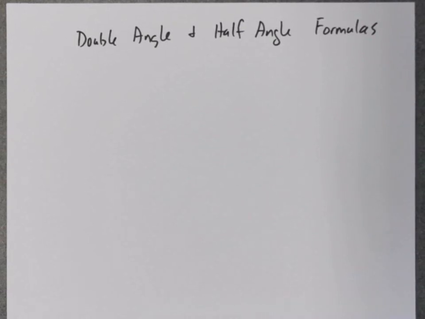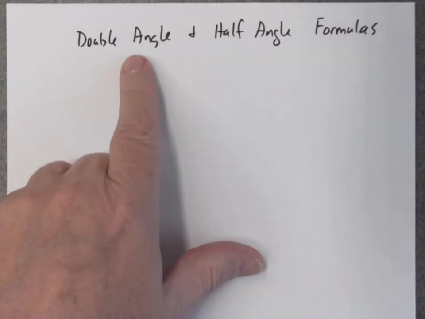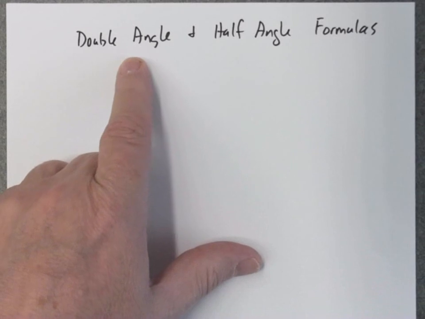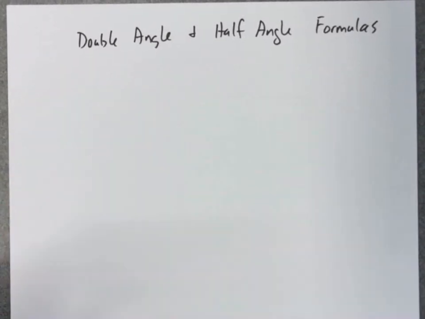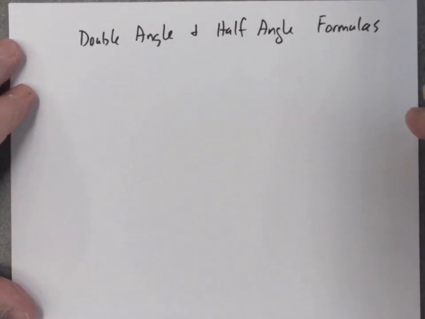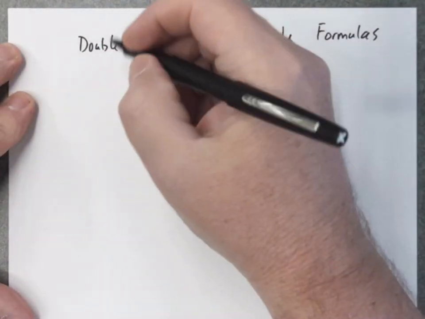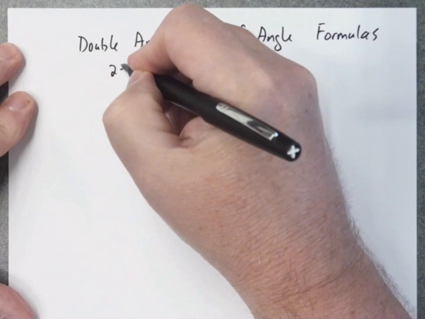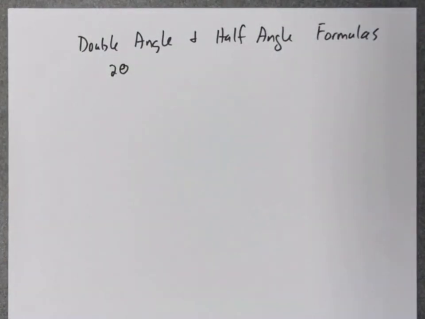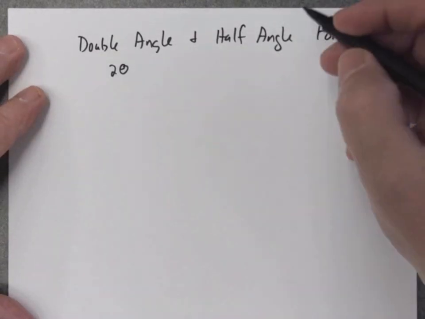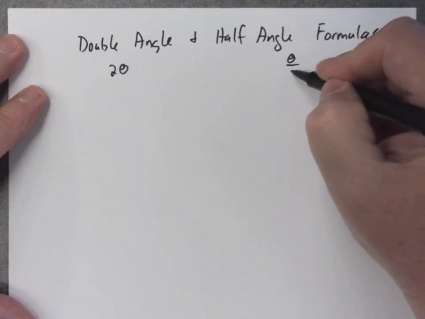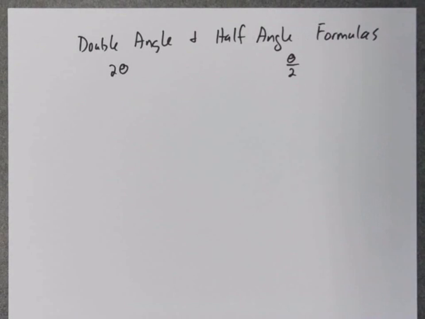We are now going to work some problems using some more formulas. Two different formulas, double angle and half angle. Double angle, if you double something, you multiply by 2, correct? So double angle is dealing with 2 theta, if my angle is theta. Half angle would be theta divided by 2.